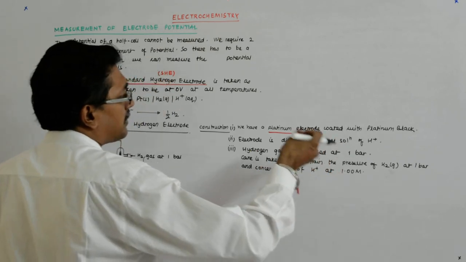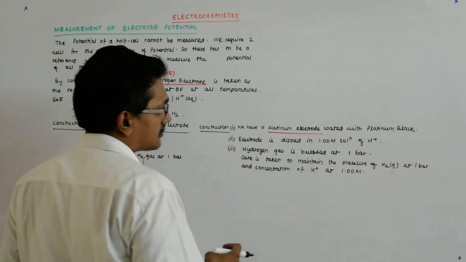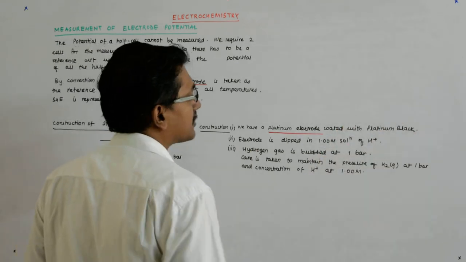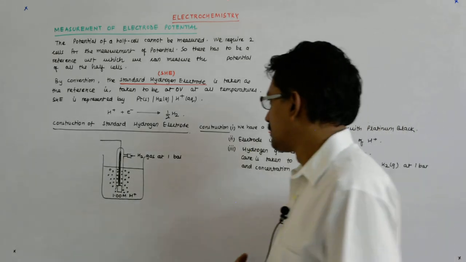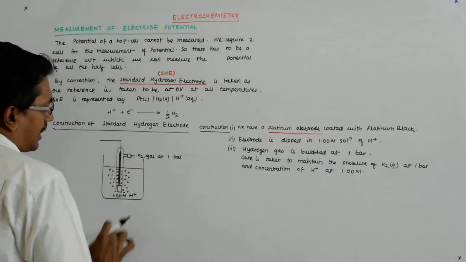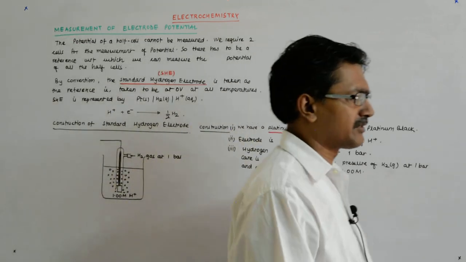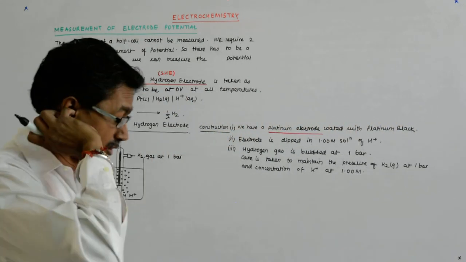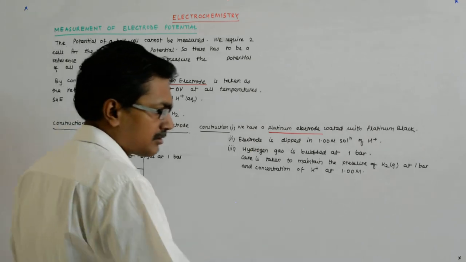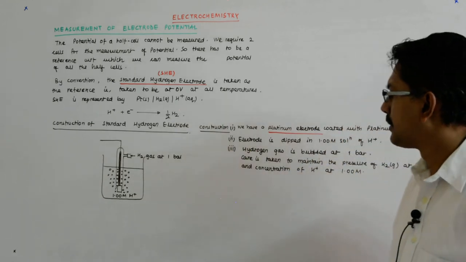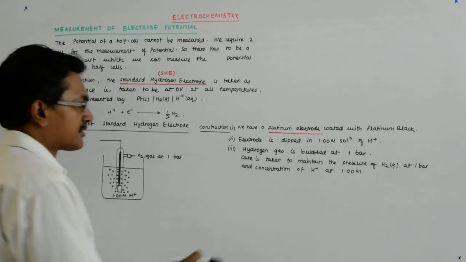Platinum black is actually a platinum coating on the platinum electrode, electroplating. Why coat platinum with platinum black? Because it increases the surface area. Platinum as a metal and platinum powder have different surface areas, so that allows hydrogen to stick to it, and it increases the rate of reaction.